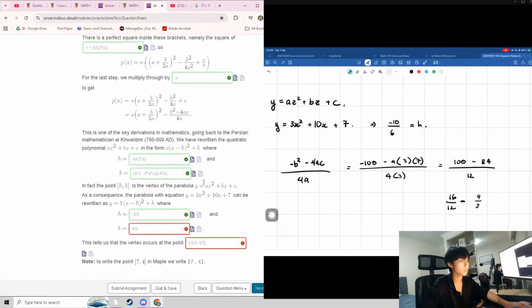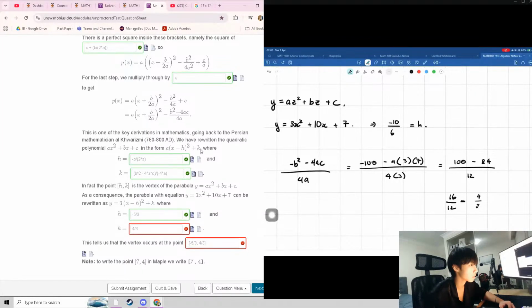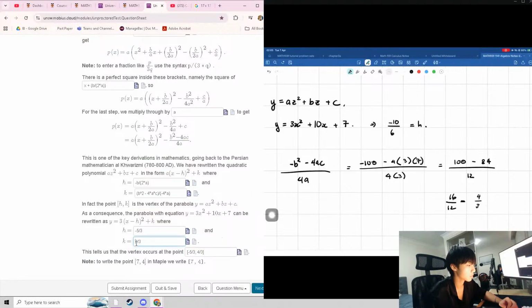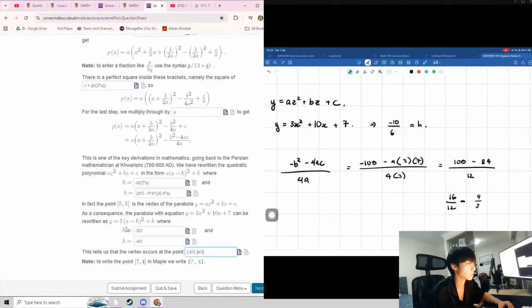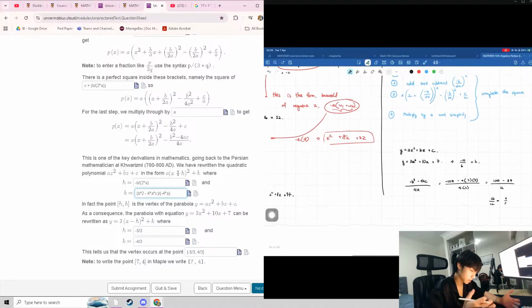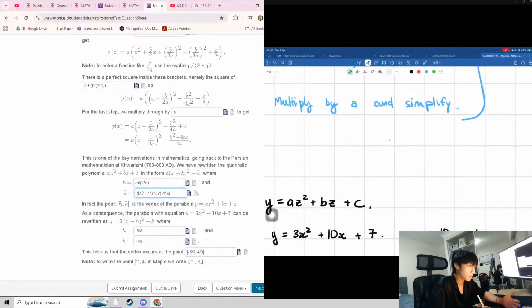It's not 4. Let's think about this for a second. Minus. So K is that and minus K. So in my formula, I might just write a(x minus h) squared plus k, like that.